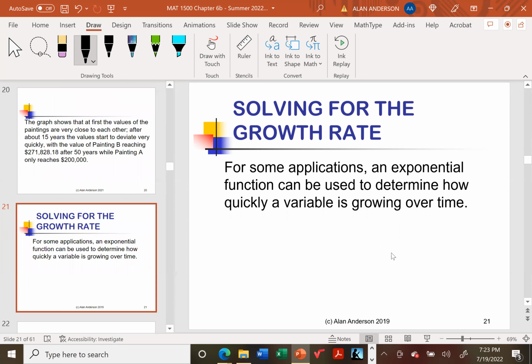Now, sometimes what we're interested in knowing is not the future value of, let's say, a bacteria colony, but what the growth rate is. In other words, we might be given a starting value and an ending value over a specific length of time, and we want to know what the implied growth rate is. Okay, so how do we do that?